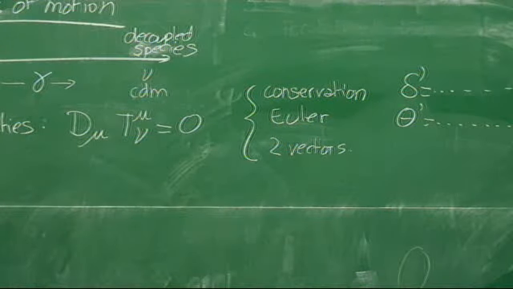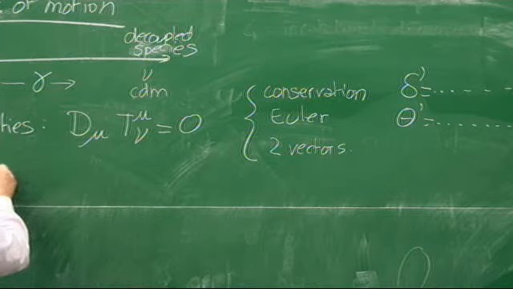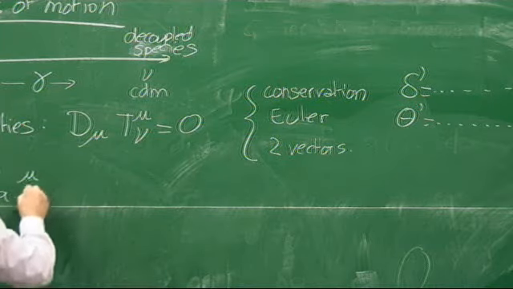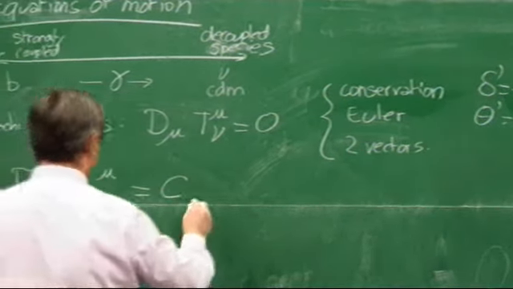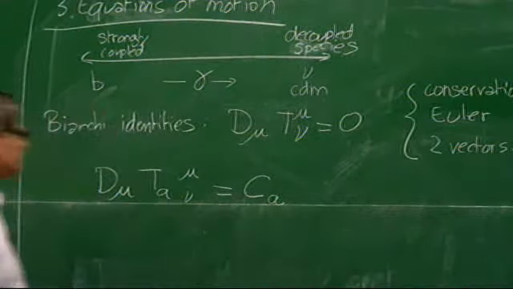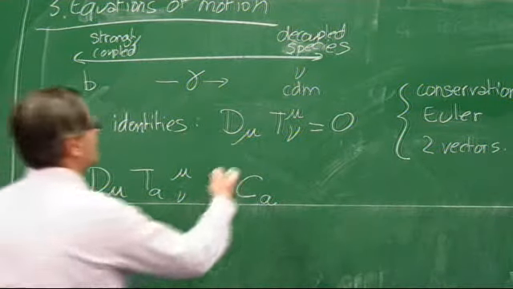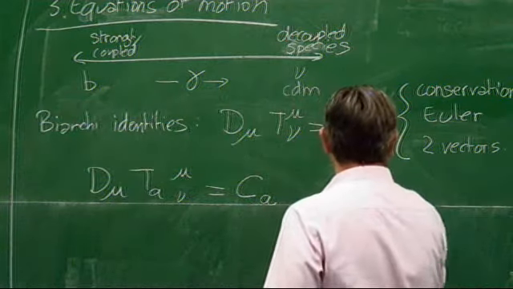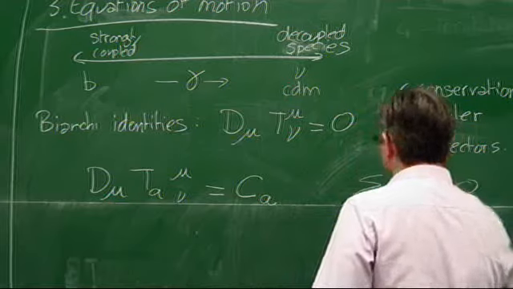What about individual species? This is for the total fluid. If individual species are decoupled, they will satisfy the same equation. Otherwise, they will satisfy D mu T, say A mu nu, where A is the label of my fluid, equal to a coupling term, Ca. And because I want to satisfy the Bianchi identities, I must impose that the sum over all species of the coupling coefficients vanishes.